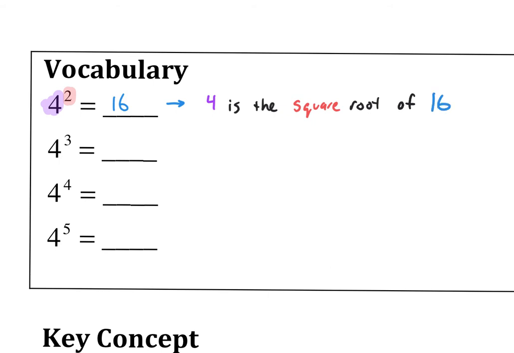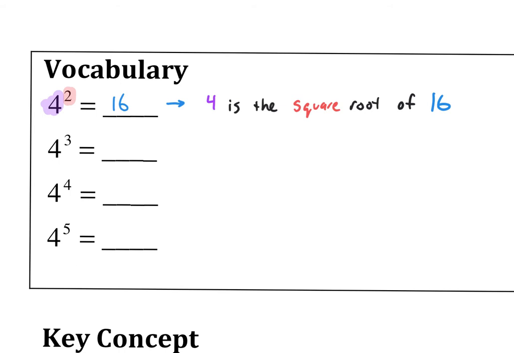Of 16. 4 is the square root of 16. Now, by the way, I'm not quoting this right here. If I were to read this math problem, it says this: 4 squared is 16. But how does 4 relate to 16? 4 is the square root of 16. So that's how it relates there.